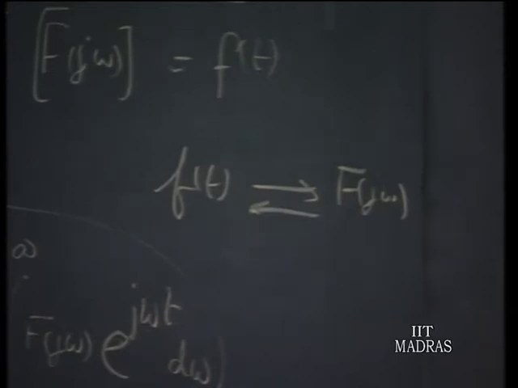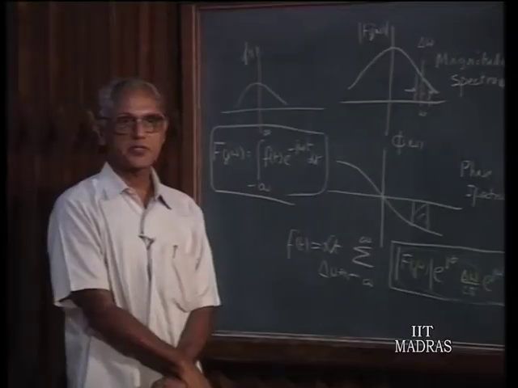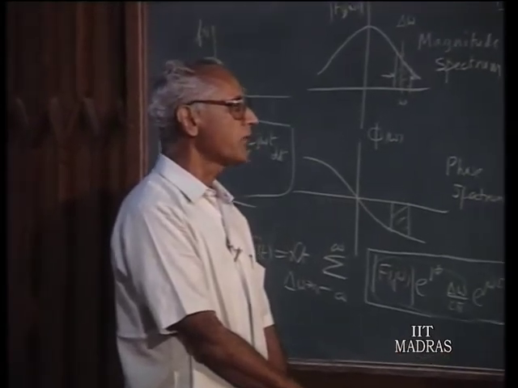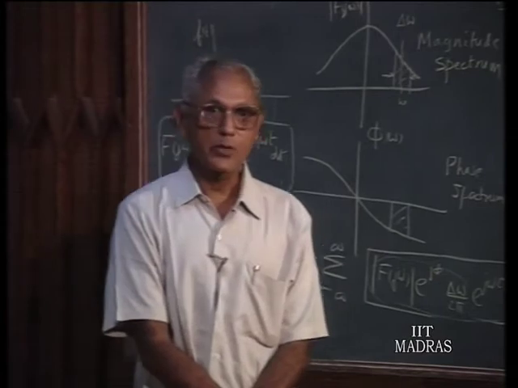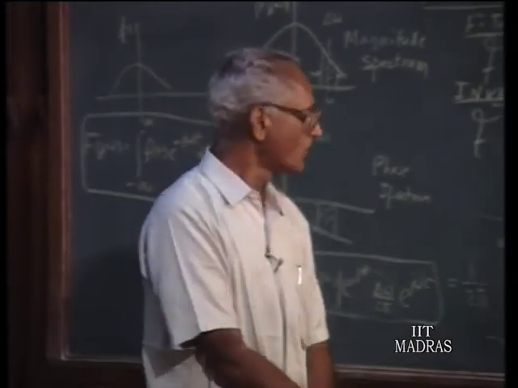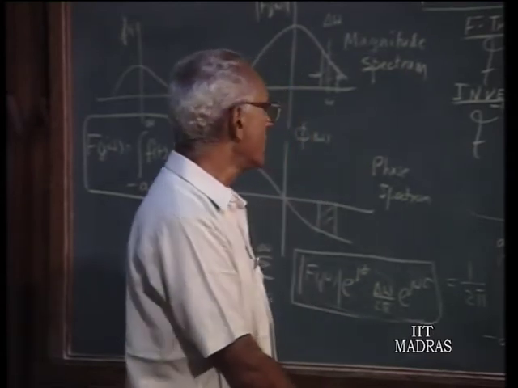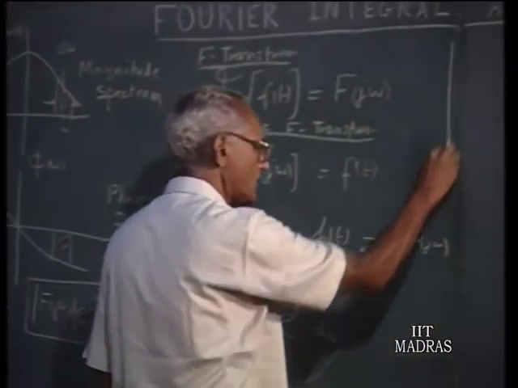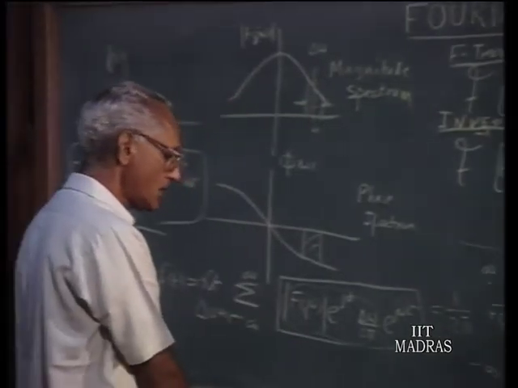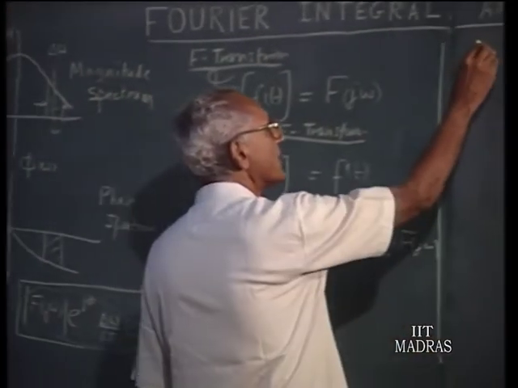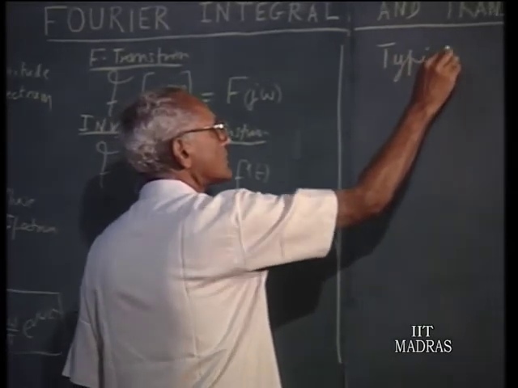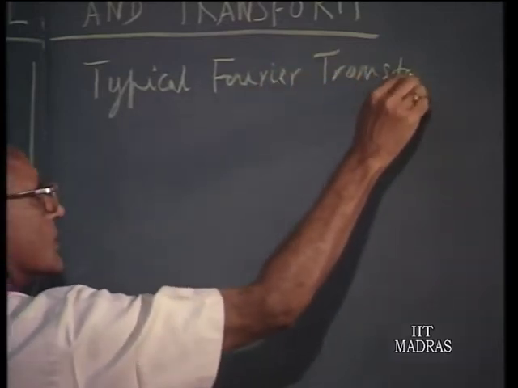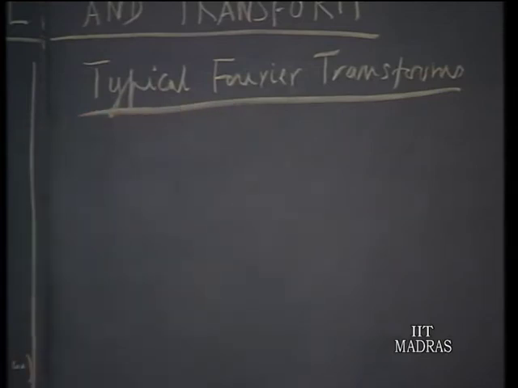So as I mentioned, f(t) and F(jω) are two alternate descriptions of the same phenomenon, and what we would like to do now is to find out the Fourier transforms for a few representative functions of time before we go on to a study of the properties of the Fourier transform. So to get some physical idea of how this F(jω) comes about for common time signals, let us work out a few examples, typical Fourier transforms of a few representative time signals.